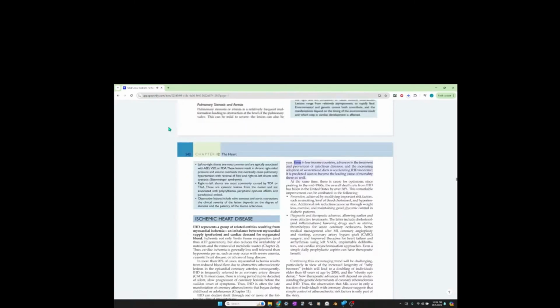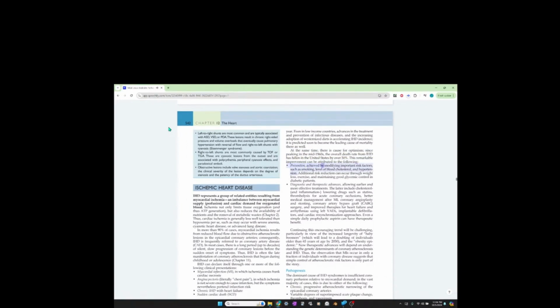Epidemiology: IHD is the single largest cause of mortality worldwide, accounting for over 12% of global deaths. In the industrialized nations, this amounts to over 7.5 million casualties each year. Even in low-income countries, advances in the treatment and prevention of infectious diseases and the increasing adoption of westernized diets is accelerating IHD incidence. It is predicted soon to become the leading cause of mortality there as well. At the same time, there is cause for optimism. Since peaking in the mid-1960s, the overall death rate from IHD has fallen in the United States by over 50%.